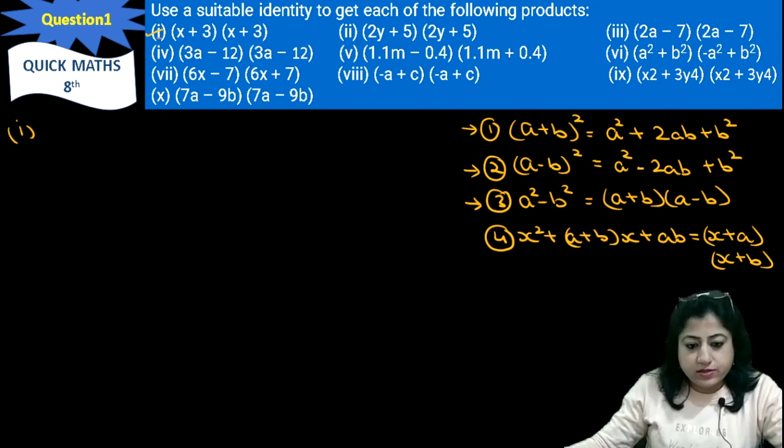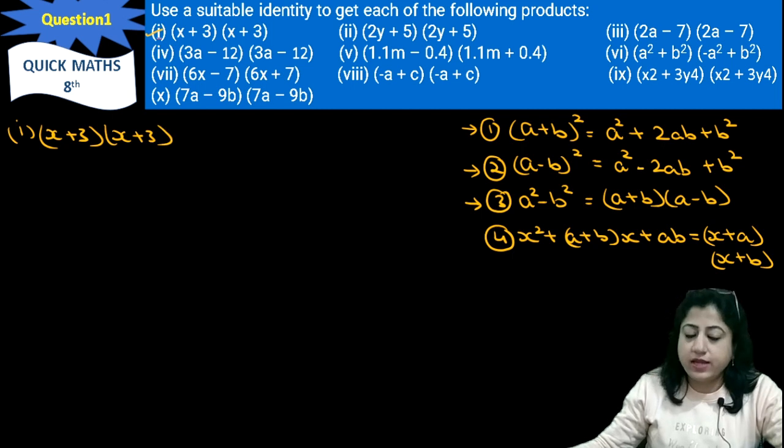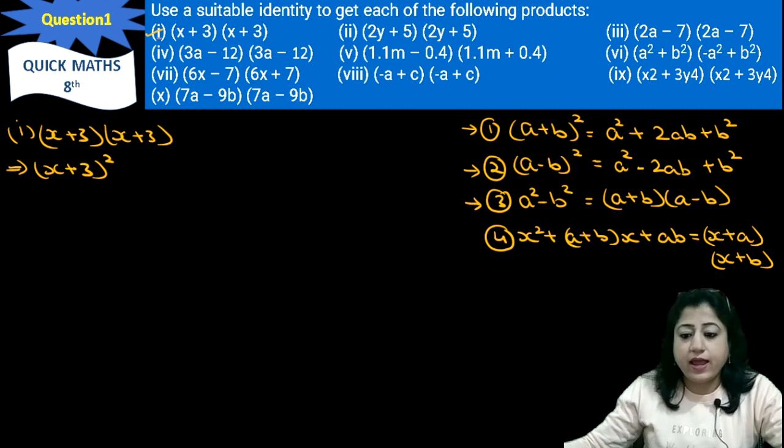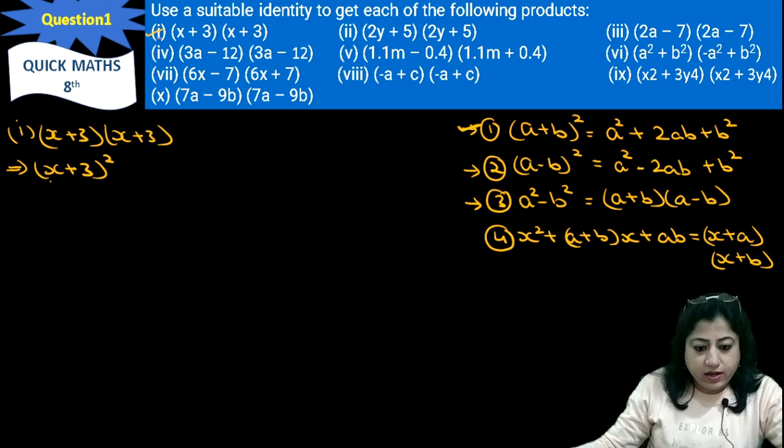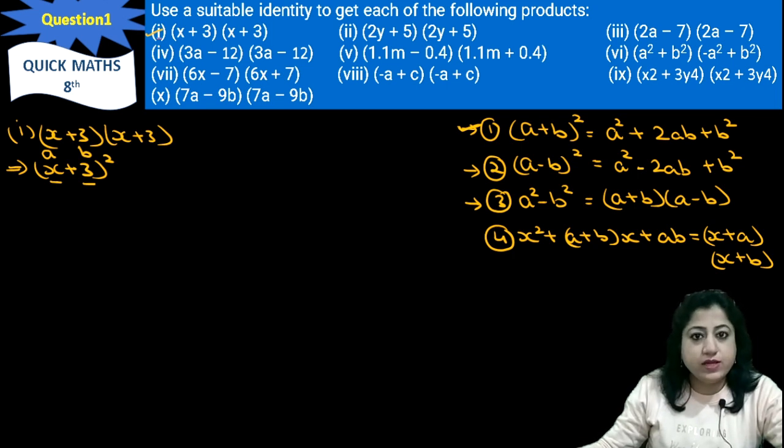So the first part is (x plus 3) and (x plus 3). Obviously it is the same expression repeated twice, so it will be (x plus 3) whole square. Now according to this, the first property will be suitable, a plus b whole square. Look at it, it is the a and it is b. So a is x and b is 3.